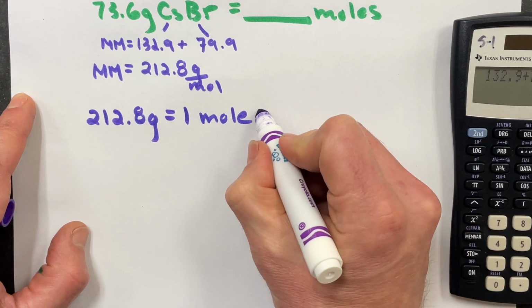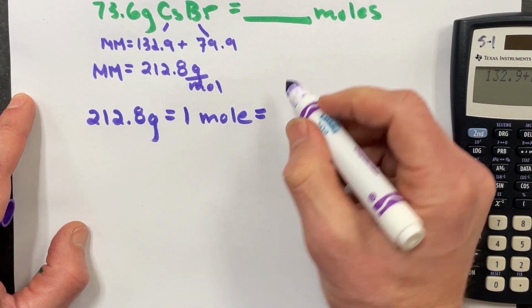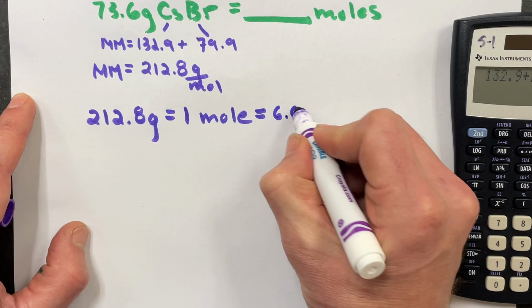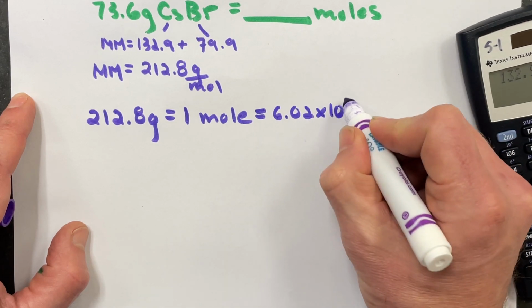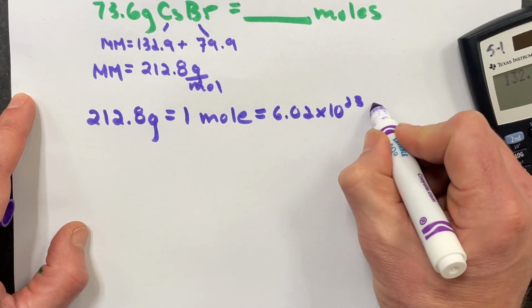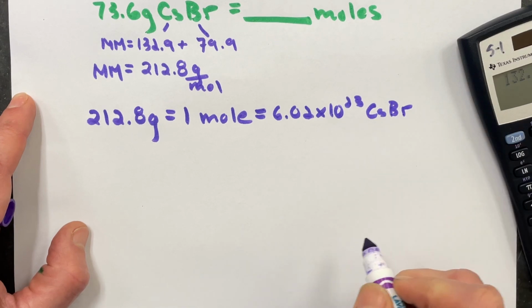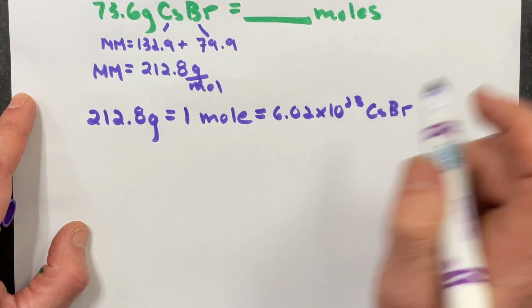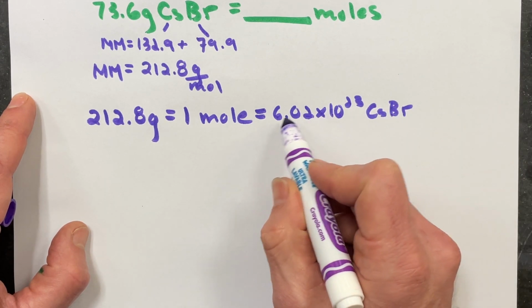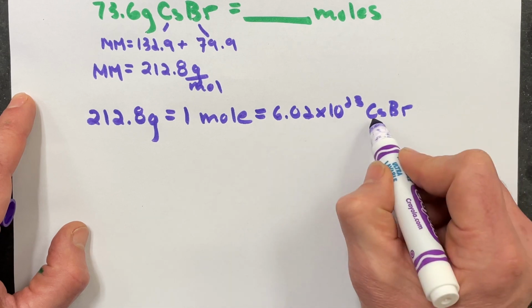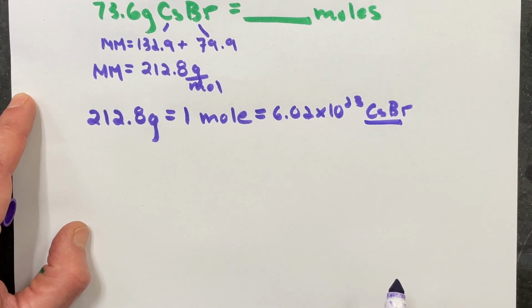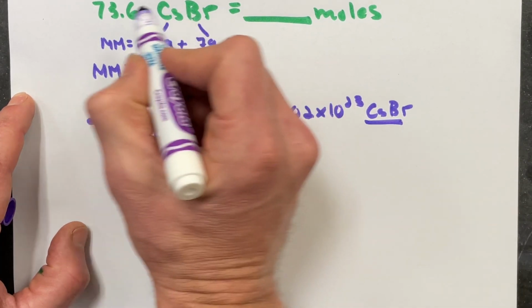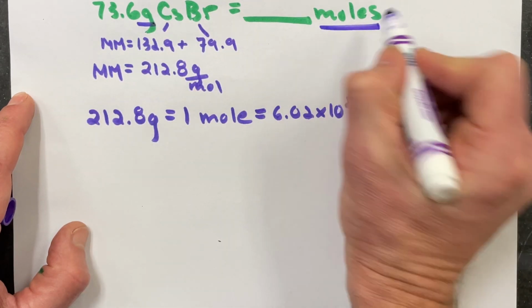And what is a mole? Well, just like a dozen is 12, 1 mole is 6.02 times 10 to the 23rd cesium bromides, right? You could have a mole of eggs, or a mole of dice, or a mole of calculators, a mole of people. A mole is just a set quantity. It's that many of them. And in this case, we're talking about that many cesium bromides. So how do we get from grams to moles?